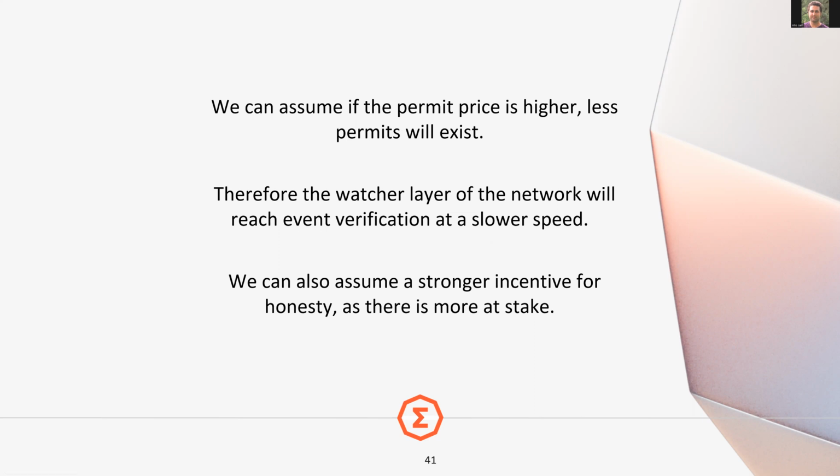So we can assume that based on dynamic parameters in the system, if the permit price is higher, fewer permits will exist. If fewer permits exist, then it's going to take longer to clear transactions. It'll take longer for event verification to be reached. But we can also assume that there's a stronger incentive for honesty as more is at stake, right? More is potentially subject to seizure. There's a larger economic burden on the cost of dishonesty.